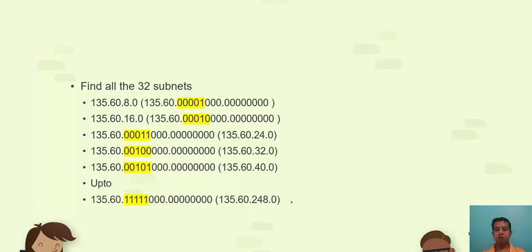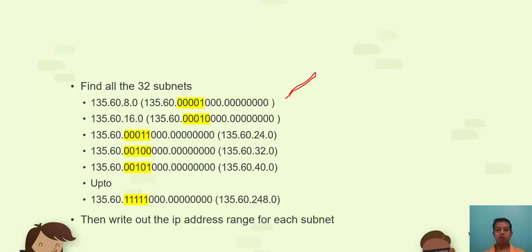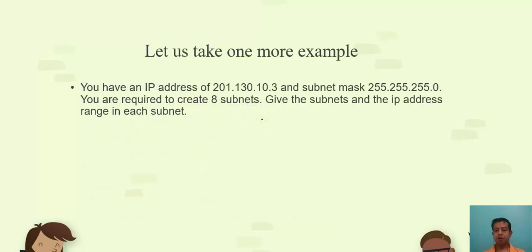So total 32 subnets, and in each of these subnets we can connect up to 2 to the power 11 minus 2 computers. Now, because we have seen how to find the IP addresses of each of these subnets, I can write out the IP address range for each of these subnets. Okay. Now let us take one more example.